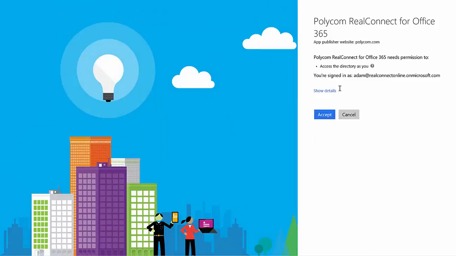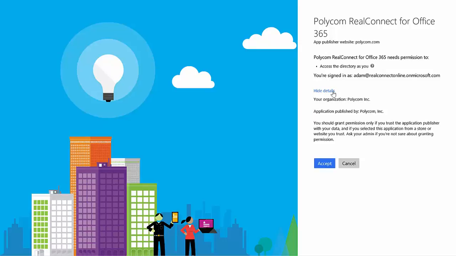And the first thing you'll notice is that Microsoft's Graph API is going to request access to our Azure Active Directory. And in this case here, it's requesting the access to directory as me, as my user account. And we can drill into the details here. We can see that this is Polycom, who's the organization requesting the rights, and also the application is created by us. So I'm going to go ahead and accept that.